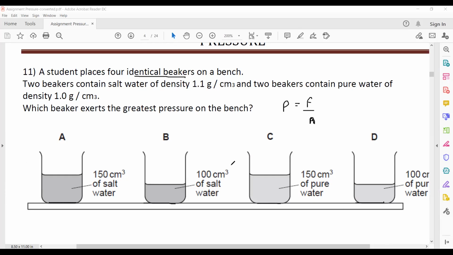Which beaker contains greater amount of liquid or greater weight of the liquid? So beaker A contains greater weight of the liquid. So if there is more weight, it will apply more pressure on the bench. This is about the pressure exerted by the container, not about the liquid. But even in this case, pressure exerted by the liquid is also greater.